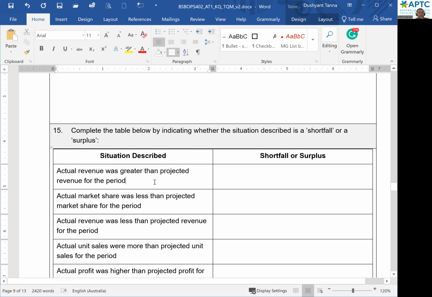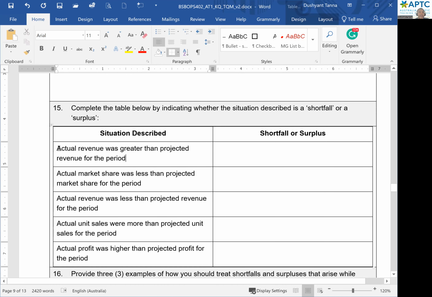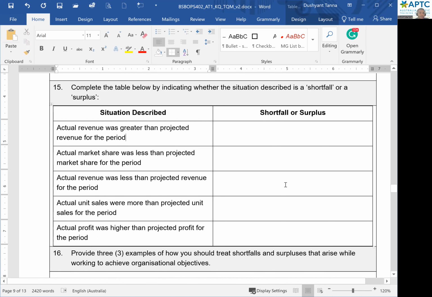Okay, number 15. Complete the table below by indicating whether the situation described is a shortfall or a surplus. What is a shortfall? The money falling short, you overspent, and surplus is you have some money with you. Okay, actual revenue was greater than projected revenue. Surplus or shortfall? Thank you. Revenue is another name for income. So you got more income than you projected.